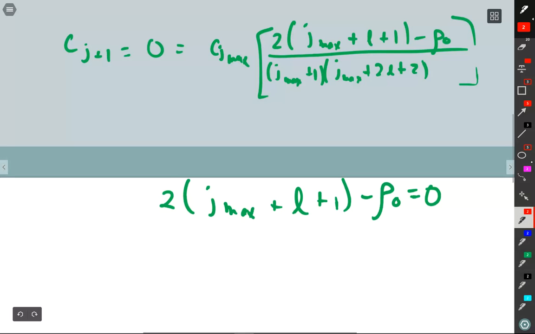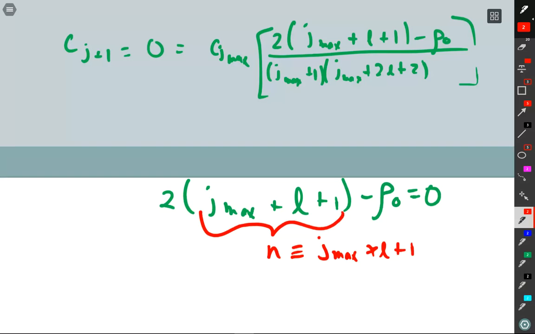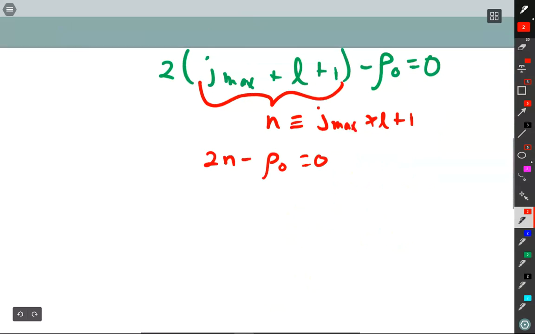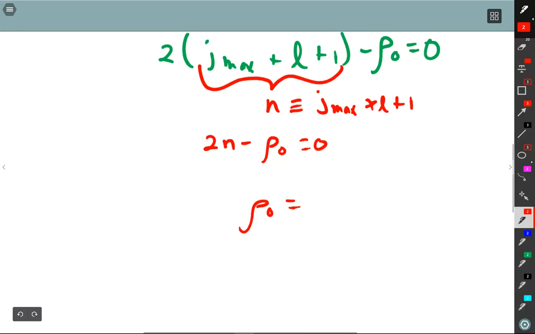To simplify our lives, we call this thing right here n. And that's our principal quantum number. This is where the principal quantum number comes from. It's a term that tells us about the truncation of our polynomial. And furthermore, we now have 2n minus rho 0 equals 0, which means that rho 0 must equal 2n, right?